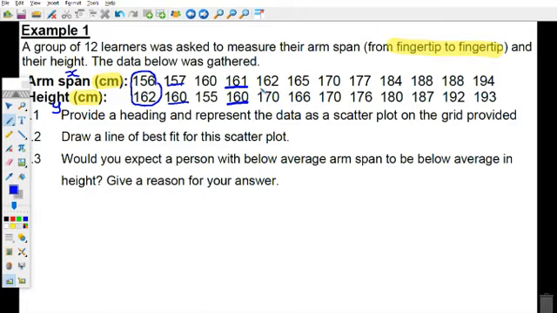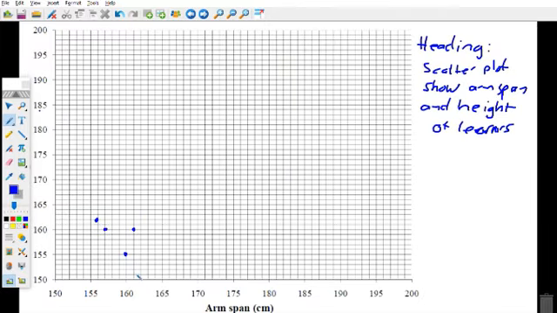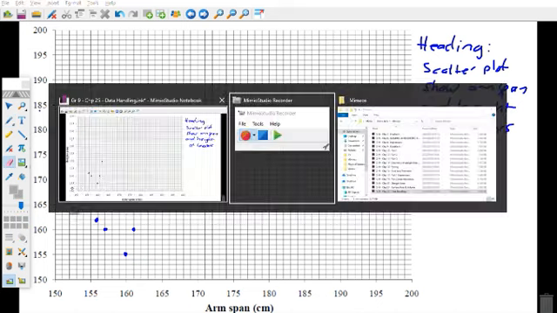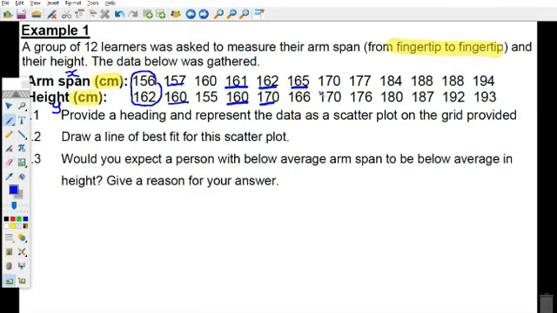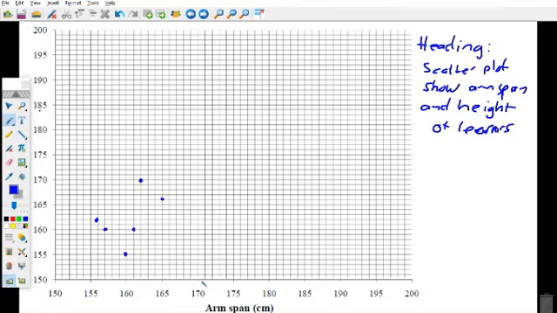Okay. Then 162 arm span, height of 170. So 162, 170. So where's 170? Up there. No, there we go. Okay. So plot the rest of the points there. 170, 170. Okay. So we're going to find 170. We're going to follow up to 170. And about there.